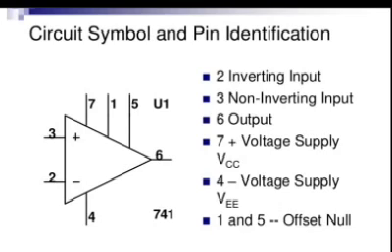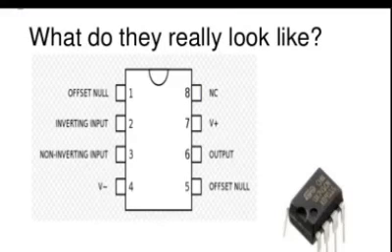Next, the sixth one is the output, and the seventh one is the plus voltage supply, that is VCC, and the fourth one is the minus voltage supply, that is VEE, and one and five are offset null. So this is what it really looks like; as I told, it's an 8 pin IC.